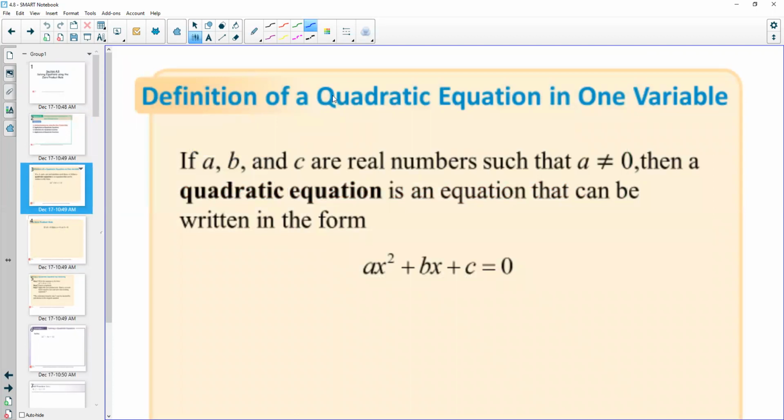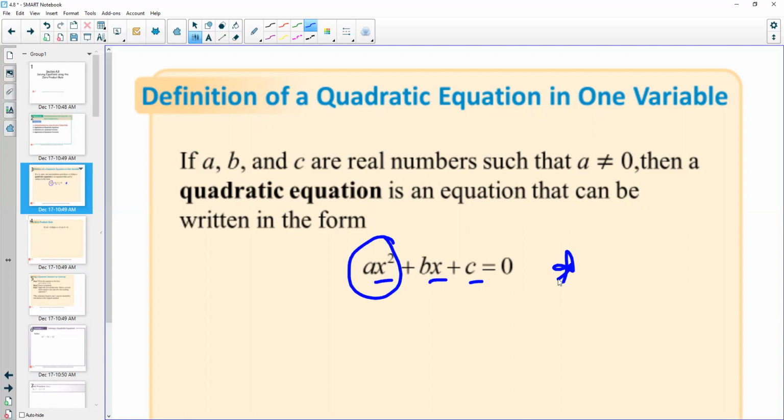But what we're talking about in this section are quadratic equations in one variable, which means there is a squared term, okay, and it's an equation. So standard form is going to be the variable with the highest exponent to the left. So in this case, it's x squared, an x, and then the constant: ax squared plus bx plus c equals 0. This is standard form.